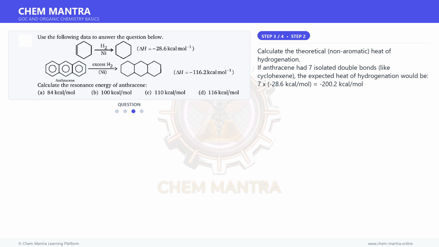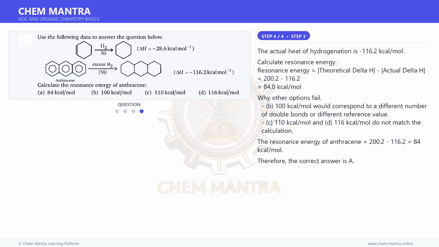Calculate the theoretical, non-aromatic, heat of hydrogenation. If anthracene had 7 isolated double bonds, like cyclohexene, the expected heat of hydrogenation would be 7 times minus 28.6 kilocalories per mole, equal to minus 200.2 kilocalories per mole. And for the final step, the actual heat of hydrogenation is minus 116.2 kilocalories per mole.